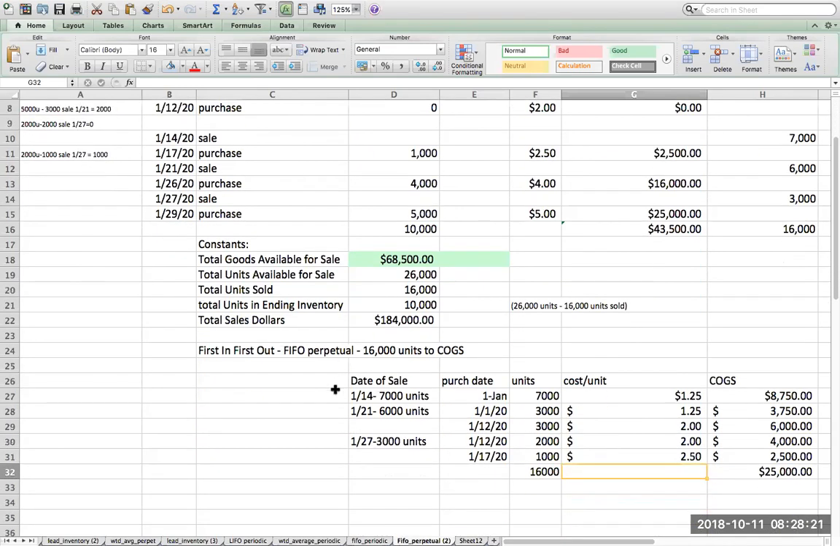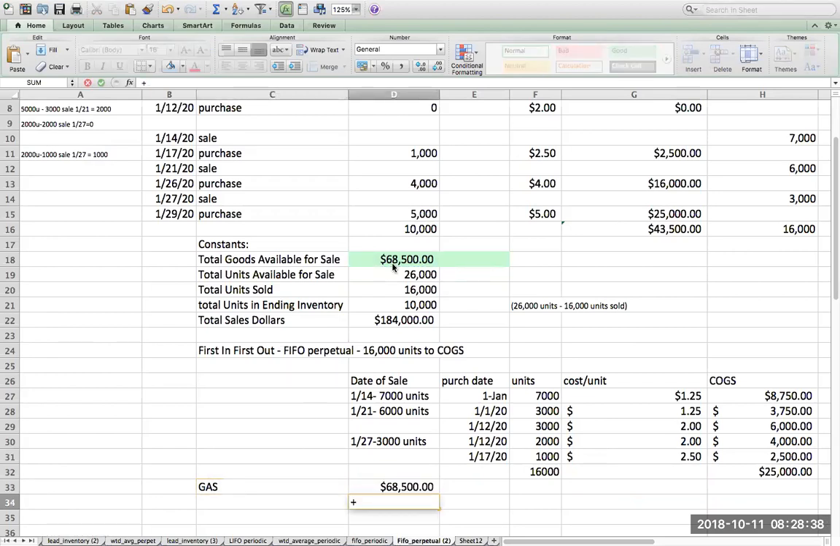So when I look at this now, I've got 16,000 units sold, total cost of goods sold at $25,000. To figure out my ending inventory, I'm going to take my goods available for sale of $68,500 minus my cost of goods sold of $25,000.